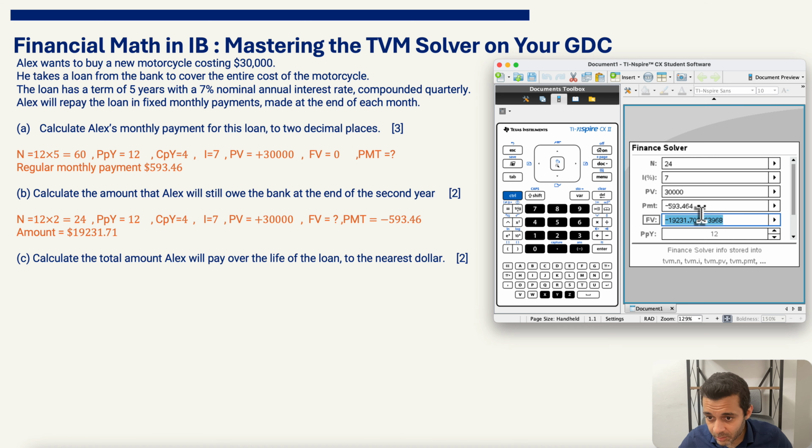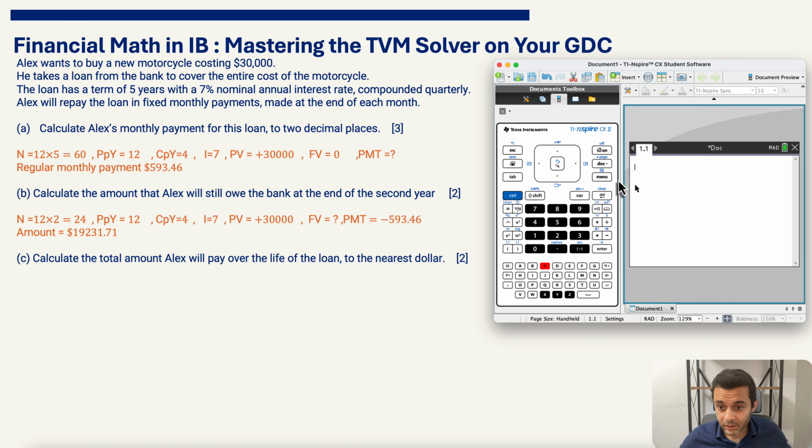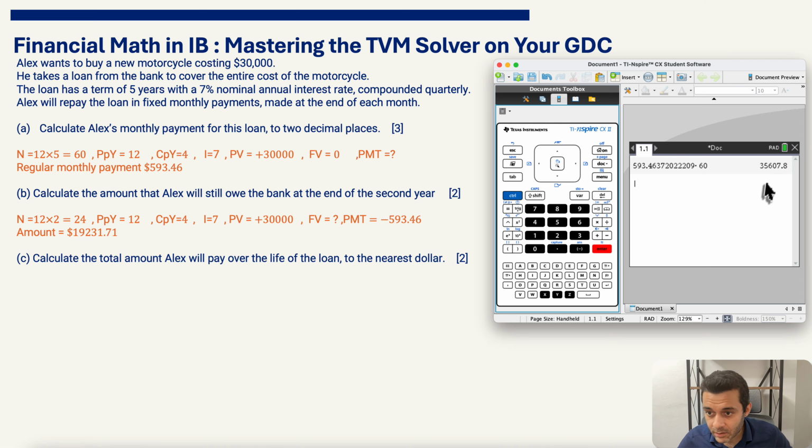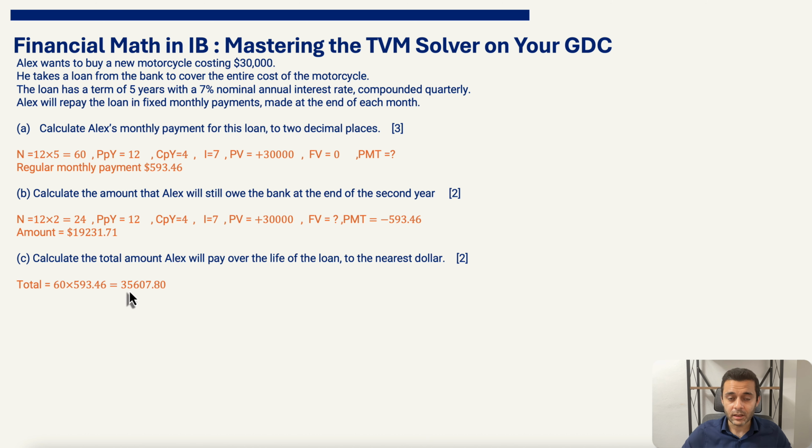So let me copy the same number here and then go to the calculator. Look, the same number. I can remove the negative sign. Times, we have 60 payments. So we will get, as you see, this number, which I wrote here again. So this is how we got the answer for C.